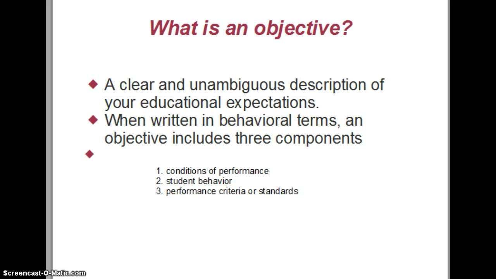An objective, therefore, has three components: the conditions of performance, the student behavior expected, and the performance criteria, or, as we'll see later on, the standards. A clearly stated objective is useful to the extent that it conveys to others a picture of what a successful learner will be able to do that is identical to the picture that the writer of the objective has in mind.